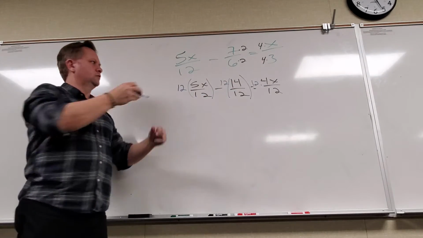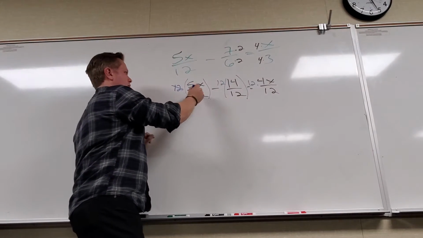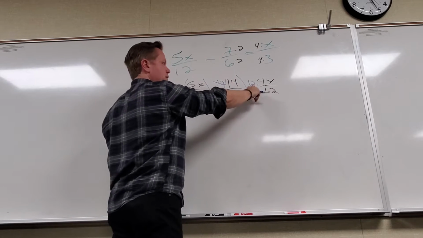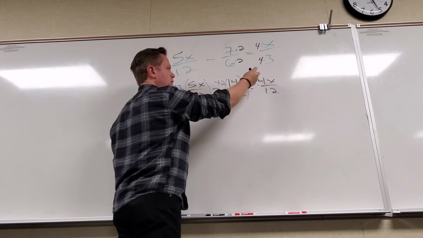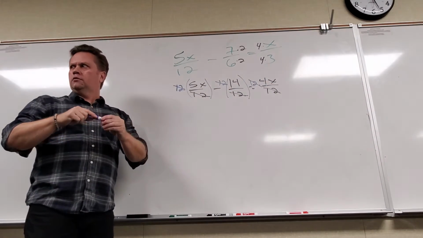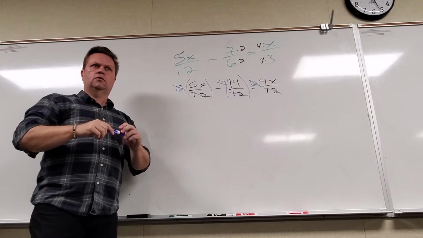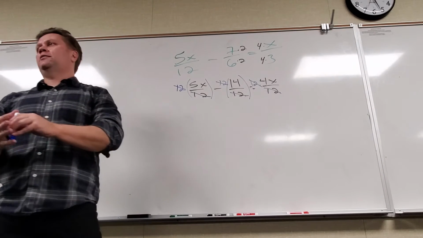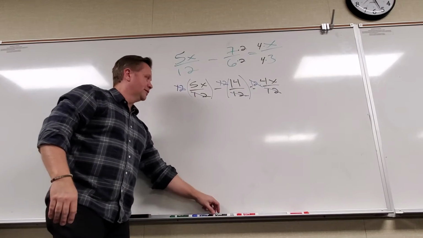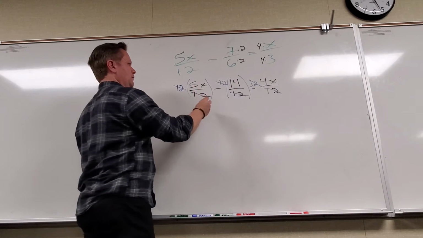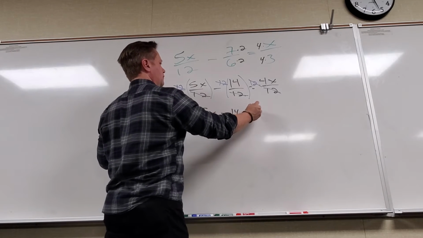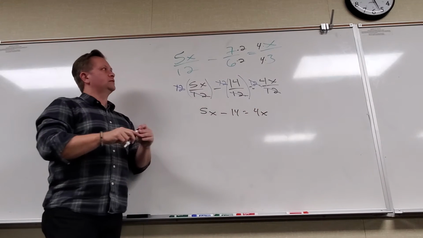And then what happens? I love the people that just feel bad for this 12 and somehow it stays alive and makes it 48. No, it's dead, it died. Right? You guys doing it? I can't read you guys at all, man. So then what are you left with here? 5x minus 14 equals 4x. Man, I made this come out nice.